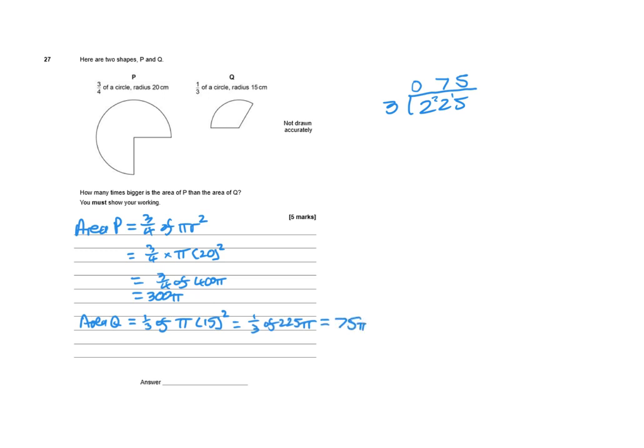75 pi. So the question was, how many times bigger is the area of P than the area of Q? So one's 300 pi and the other's 75 pi. So how many times does 75 go into 300? I think it's easier to count up in 75s personally. So we already know that one, I suppose. And therefore it's going to be 4 lots, isn't it?